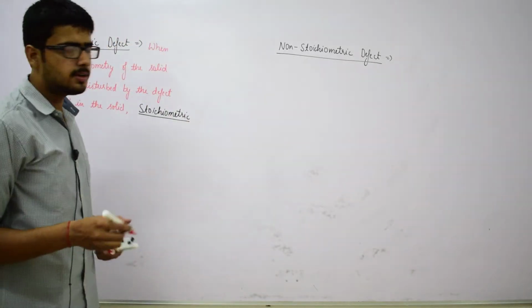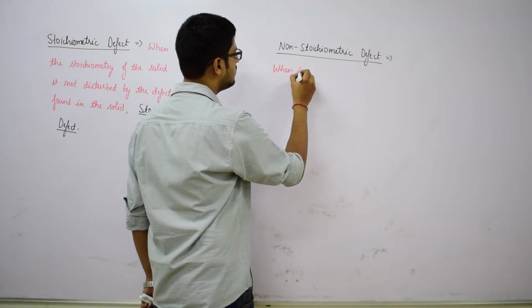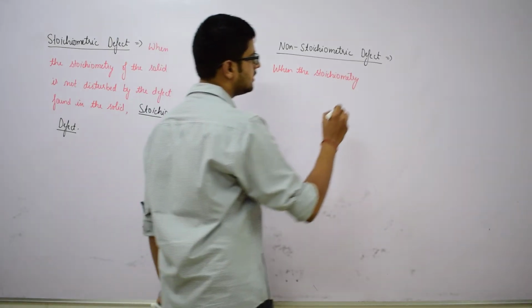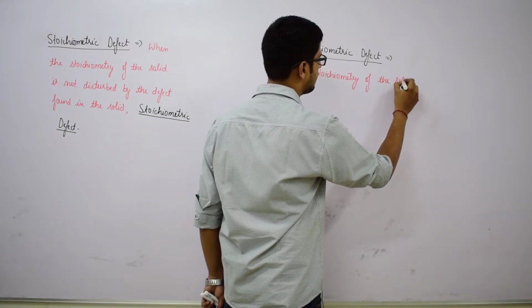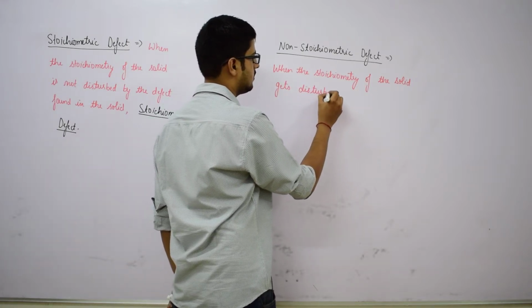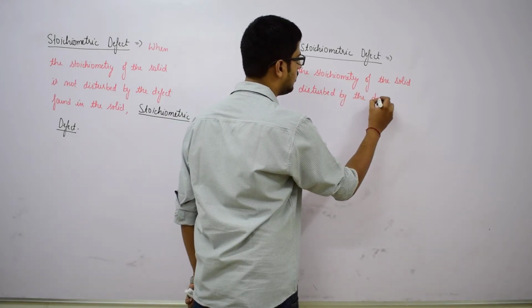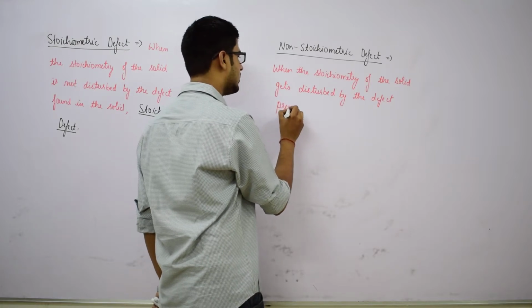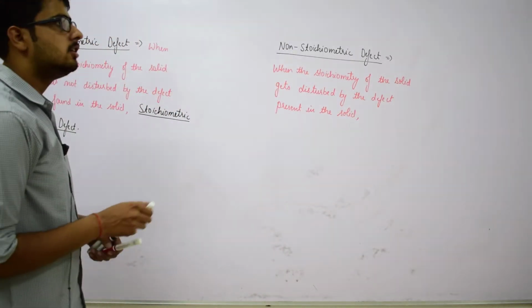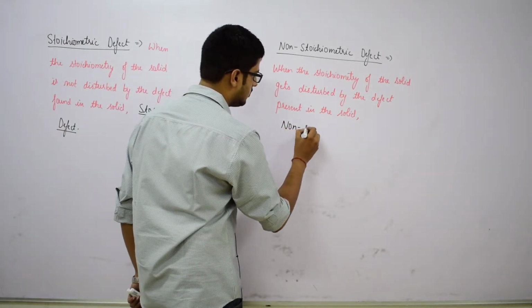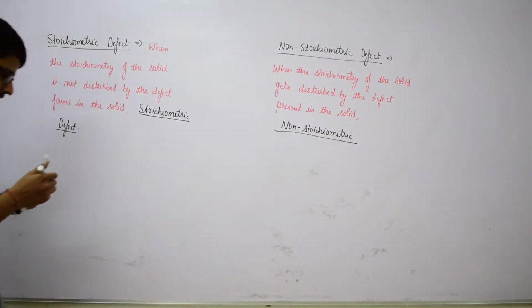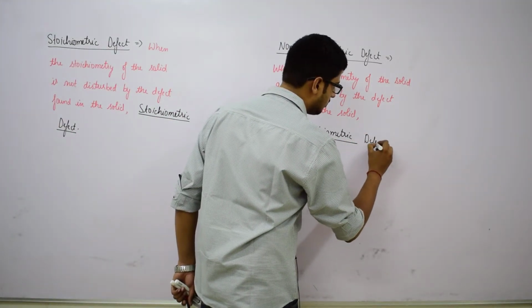But when we are discussing about non-stoichiometric defect, so when the stoichiometry of the solid gets disturbed by the defect or imperfection present in the solid, it is called non-stoichiometric defect or non-stoichiometric imperfection.